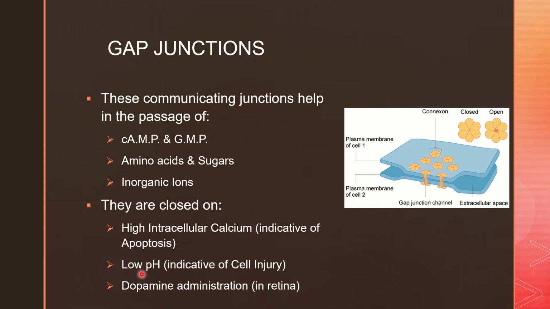Low pH is also an indication of cellular injury, in which the gap junctions are closed so that the adjacent cells are not destroyed. That's why these gap junctions are closed. Dopamine is a neurotransmitter. When it is administered in the retina, it also closes the cell junctions, because it is mostly an inhibitory neurotransmitter, and it can cause some other effects.